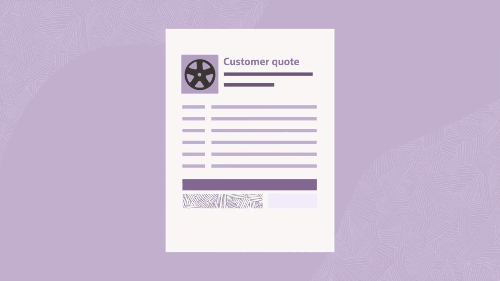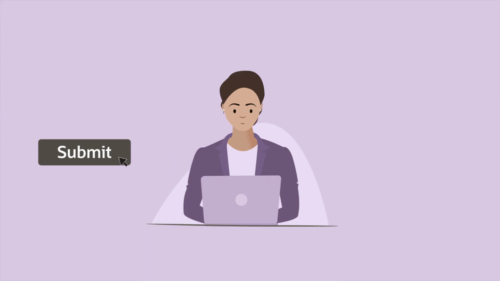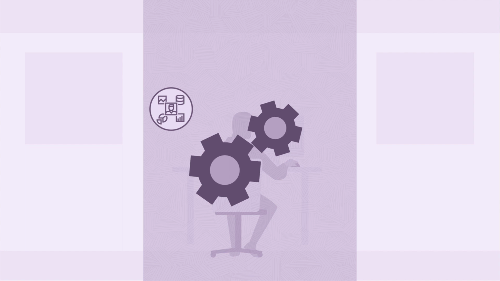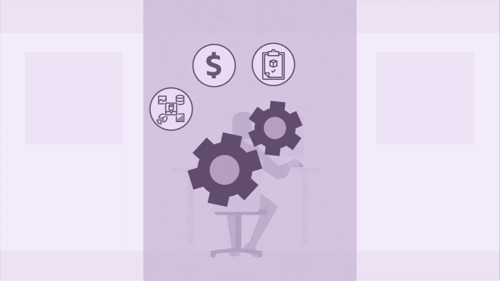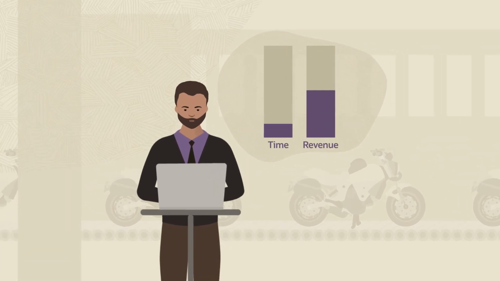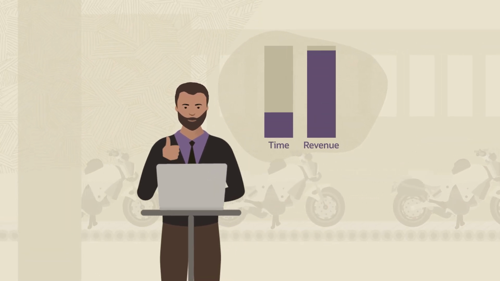Close the deal faster using automated routing and e-signature solutions. The order then flows directly into your back office with unified customer data, pricing, inventory, and financials. See how your business can create the right proposal to win the deal using Oracle Configure Price Quote.